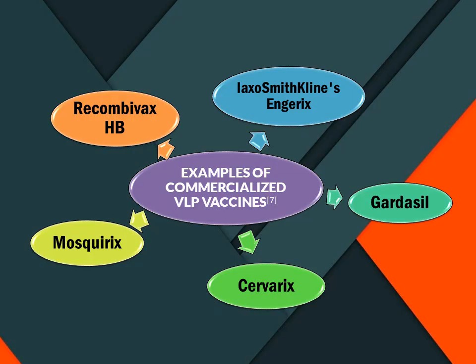Examples of commercialized VLP vaccines. Several VLP-based vaccines are commercially available, including vaccines against human papillomavirus, which is HPV, such as Cervarix and Gardasil, while GlaxoSmithKline and Recombivax HB are vaccines against hepatitis B virus. In addition, the first licensed malaria VLP-based vaccine, which is Mosquirix, has been recently approved by the European regulators.